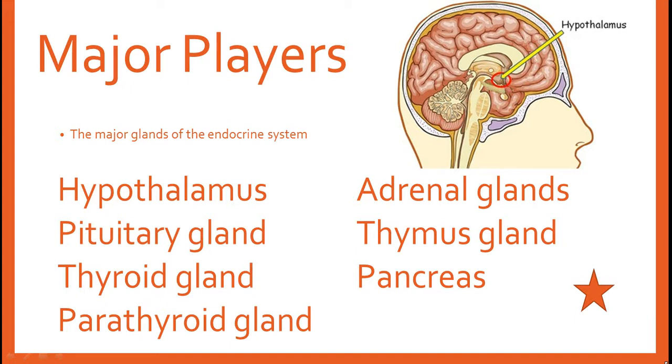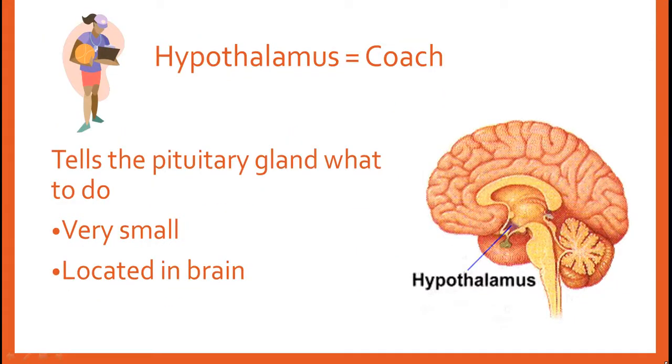The thyroid gland, the parathyroid glands, the adrenal glands, the thymus gland, and the pancreas. All right, so you're going to write those down, but keep in mind there are more than those. But those are the biggies, the major players here. You're going to write those down on your chart right there, and you can pause this if you need to. So let's think of the hypothalamus as the coach.